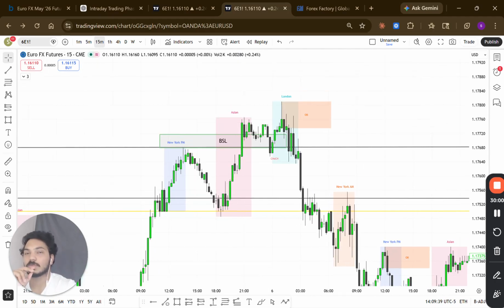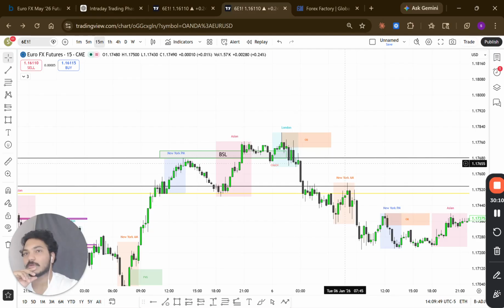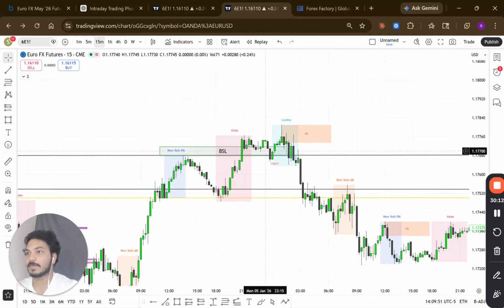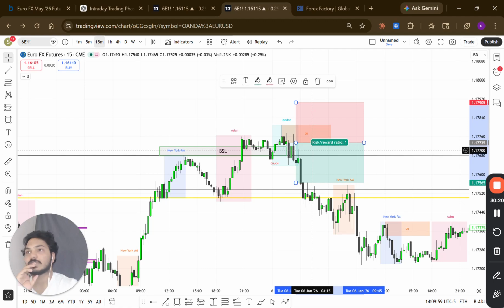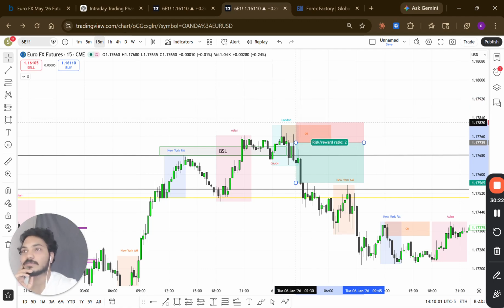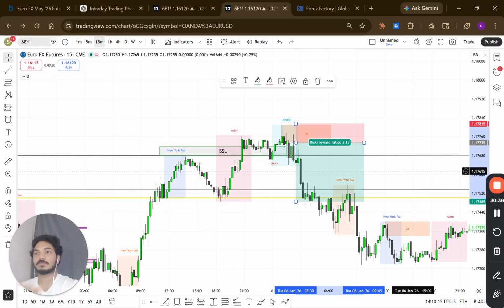You can find a better entry if you drop to 5 minutes or 1 minute. 1 minute I don't prefer, I'll definitely look for 5 minutes. So let's see, if you sell it here with your stop loss above this high, we expect it to target these lows here. That's a 3 to 1 risk reward ratio.